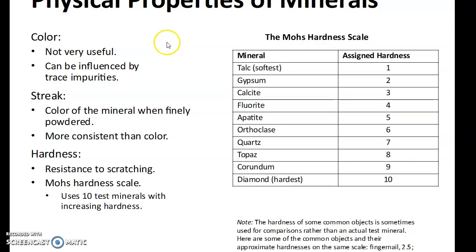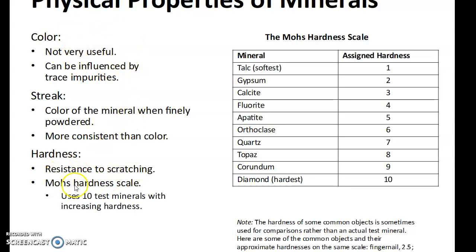Physical properties of minerals. These are how you distinguish them. Color is not very useful because you can have a whole lot of different things. People oftentimes mistake iron sulfide, which is fool's gold, for gold. You shouldn't make that mistake too many times, and color can be influenced by trace impurities. Streak is the color of a material when finely powdered, and it's more consistent than color. So streak is a type of color, but it's the finely powdered material that gives you this one. This right here is just the bulk material, what it looks like.